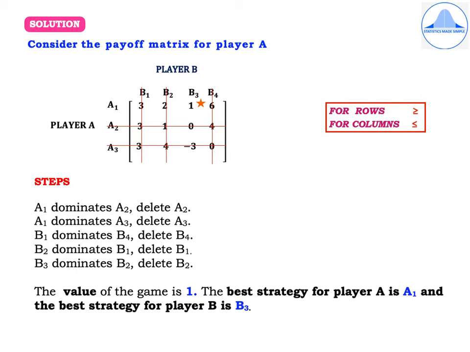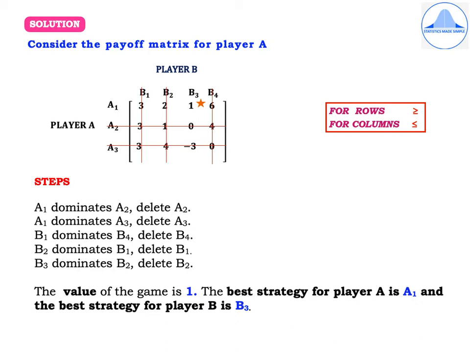So at this side, you can write for your understanding, for rows, the comparison should be greater than or equal to, and for the columns, the comparison should be less than or equal to. The first step is to compare A1 with A2 and A1 with A3, then A2 with A1, A2 with A3, and then A3 with both A1 and A2. Similarly, for the columns, compare B1 with B2, then B1 with B3, B1 with B4, then compare B2 with B1, B3 and B4, then B3 with B1, B2 and B4, and then B4 with B1, B2 and B3.